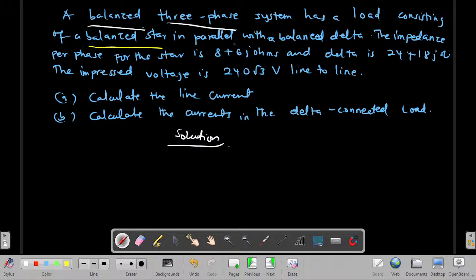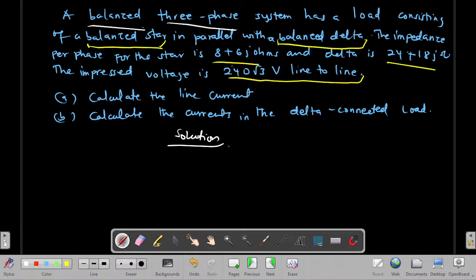So a balanced star, then you have a balanced delta. These are the two things you should take note of. The impedance per phase for the star is 8 plus 6j ohms, and for the delta is 24 plus 18j ohms. And the impressed voltage is 240 root 3 volts line to line.